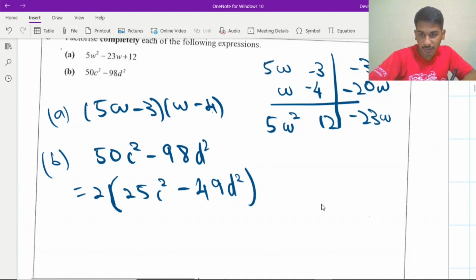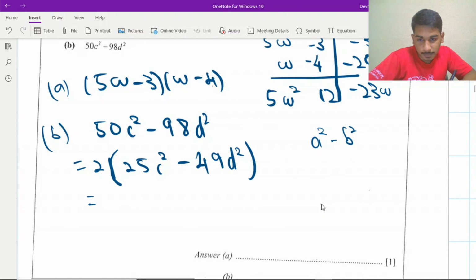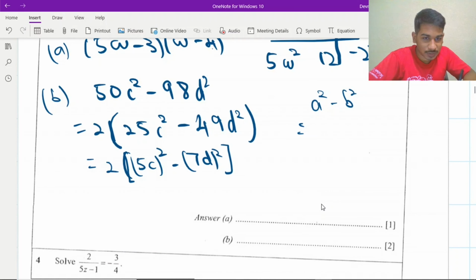Now whenever I see squares, the identity of a squared minus b squared comes to mind. So it's like 5 squared here, 5c squared minus 7d squared. So now we know that a squared minus b squared is equal to a plus b times a minus b.